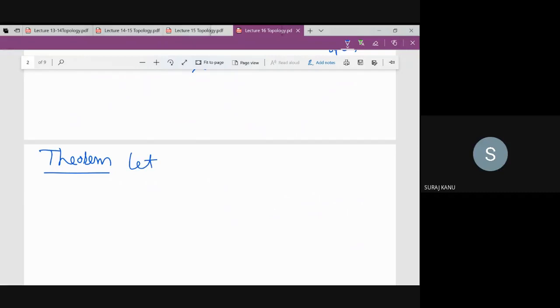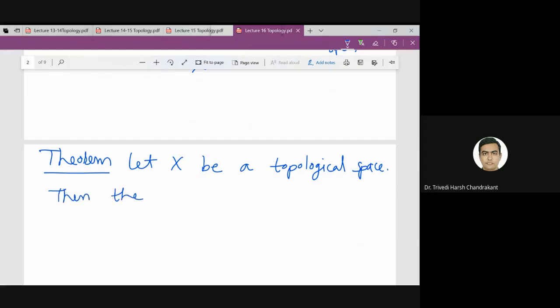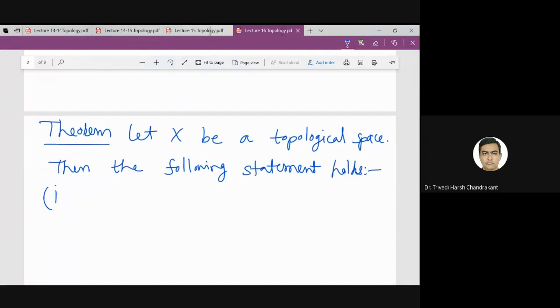So phi and X, right? They are always closed as well as open. So let X be a topological space, any topological space. Then the following statements hold. So basically we are discussing the properties of closed sets.